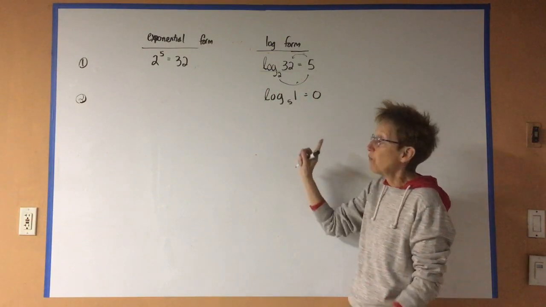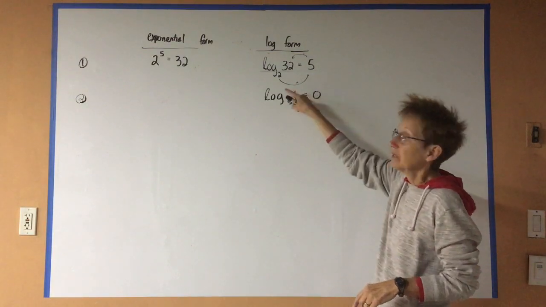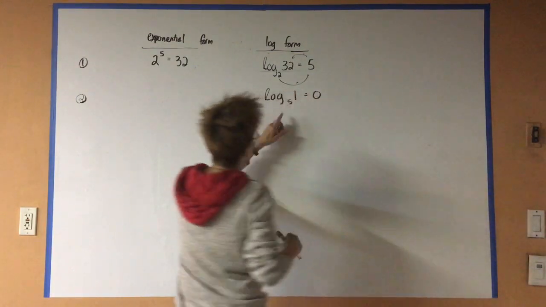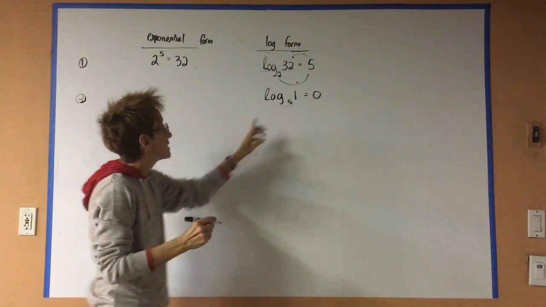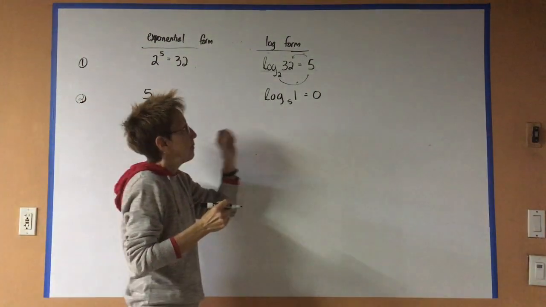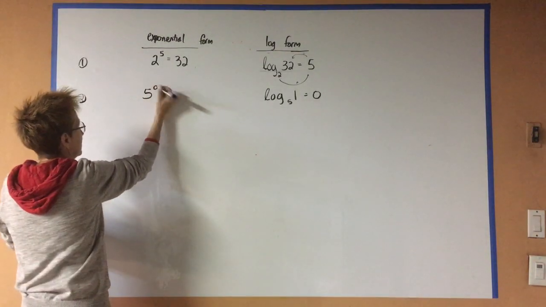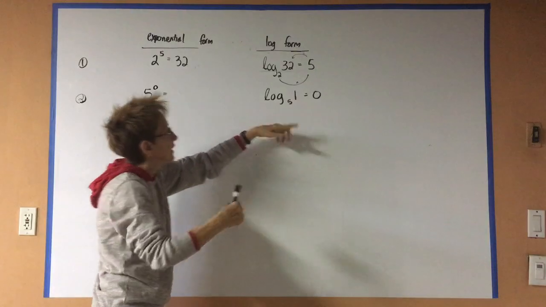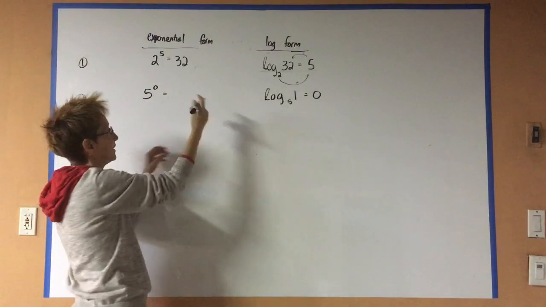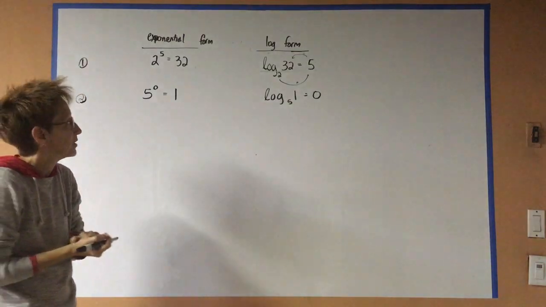So in exponential form now, what does this say? Here's where the little circle thing really helps. So in exponential form, the base of the log would be the base of the exponential form. The power is the answer, which is the 0, and then the argument is the number on the other side, which is the 1, or the answer, in other words.